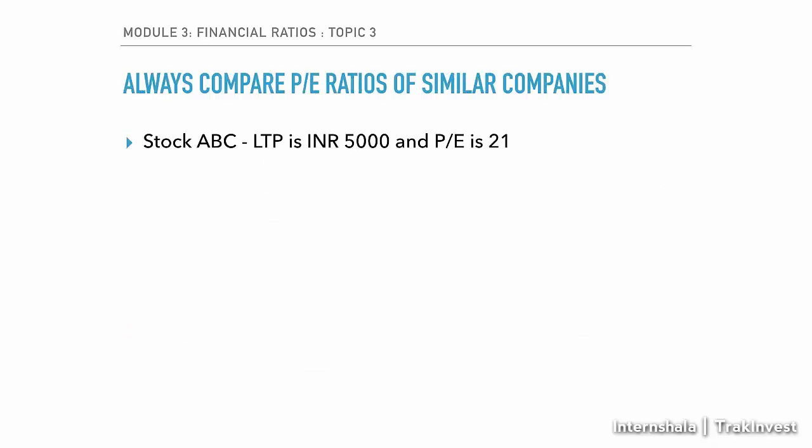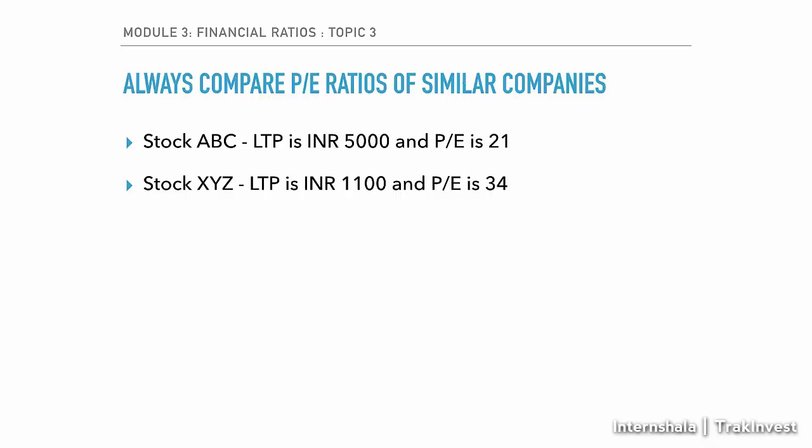Let's take a stock ABC, and this stock has a last traded price of 5,000 rupees and a PE ratio of 21. Then there's a stock XYZ with a last traded price of 1100 rupees and a PE ratio of 34. What do you think? Which stock would you choose for your portfolio? Most of you will choose the stock XYZ because it has a higher PE ratio.